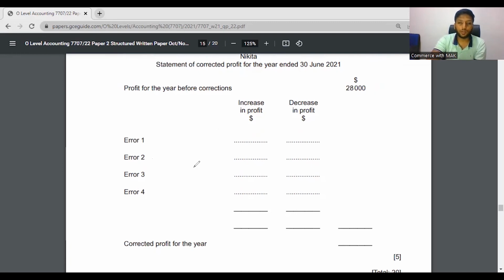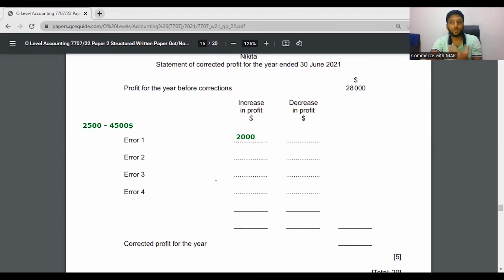So, error 1. Let me read you the error 1. You just need to know, is it an increase in profit or a decrease in profit? In error 1, there was an insurance mistake where they charged 4,500 instead of 2,500. It should be 2,500, but they recorded 4,500 in accounts. So the insurance has been overcharged, and because of that the profit would have gone down. But now we are correcting it, which means we are removing 2,000. Because my expense is going down, my profit will increase by 2,000.